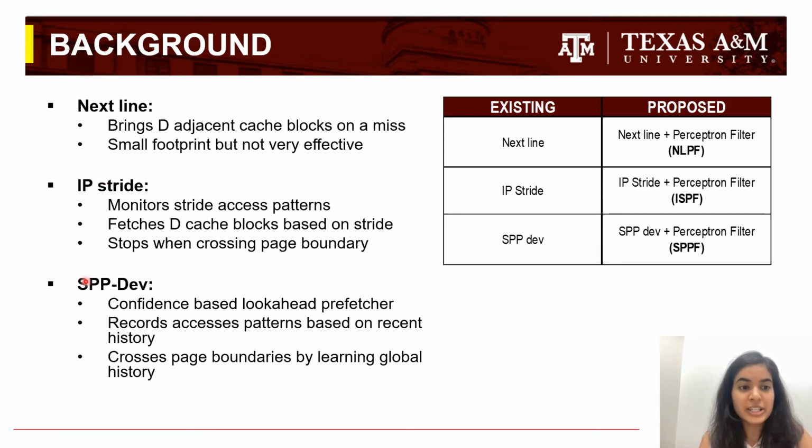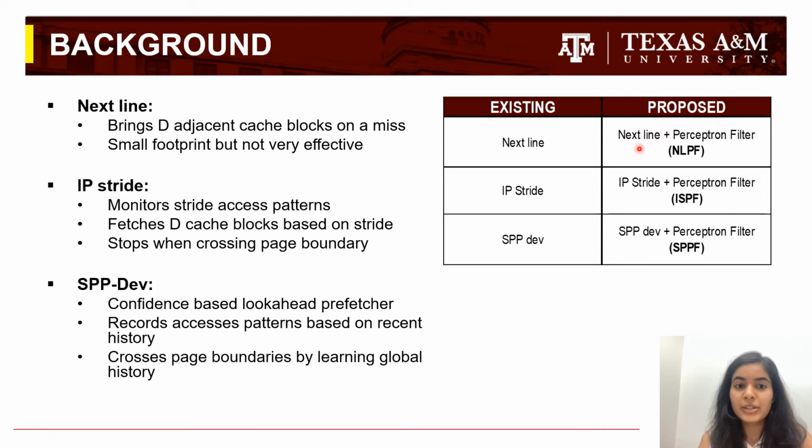Then finally we have the SPP-Dev prefetcher, which is the most sophisticated of all three. This one is a confidence-based look-ahead prefetcher that maintains a signature of each prefetch series. And unlike the other two prefetchers, SPP-Dev is able to look beyond the page boundary, and thus it produces better prefetches. So overall, we have implemented our Perceptron filter over all of these three existing designs.